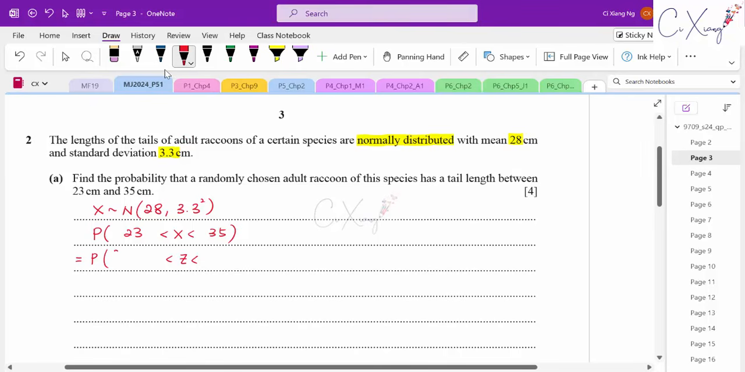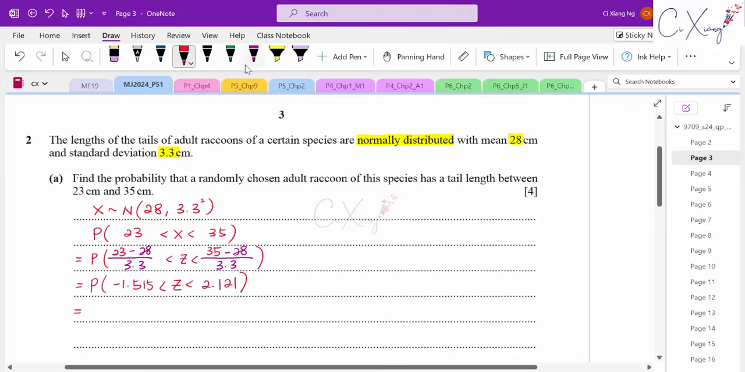Alright, so I'm having 23. How to standardize it? How to change it become Z? You have to minus the mean divided by standard deviation. So 3.3. Simply happen for the value 35, you have to standardize it. So you take 35 minus the mean divided by standard deviation. Alright, then you can try to simplify it. Then I'm having negative 1.515 and also 2.121.